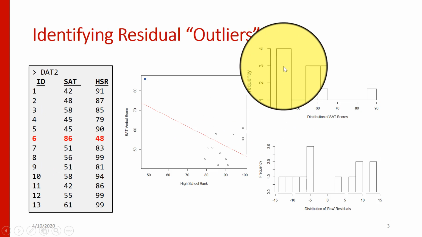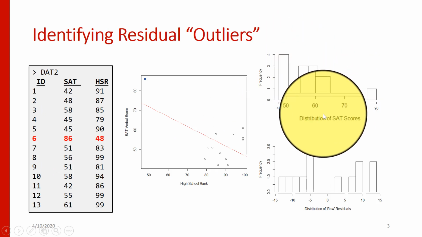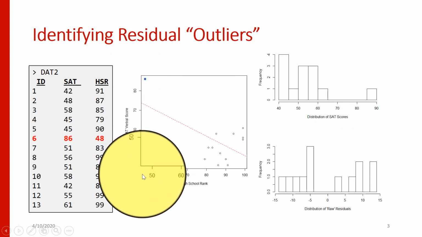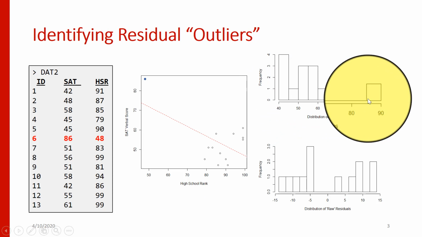We can see that pretty clearly if we actually plot the distribution of the y-axis. So if we look at just the y-axis, ignoring x for a moment, this is how those SAT scores are distributed.